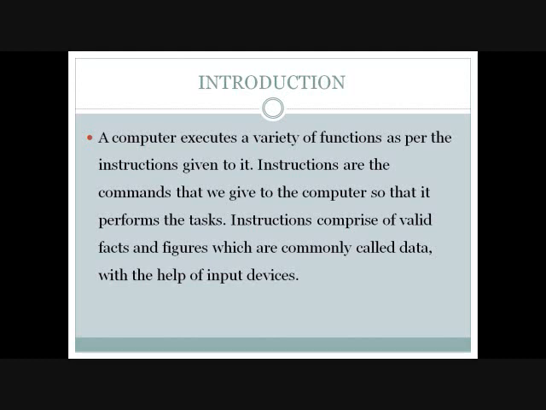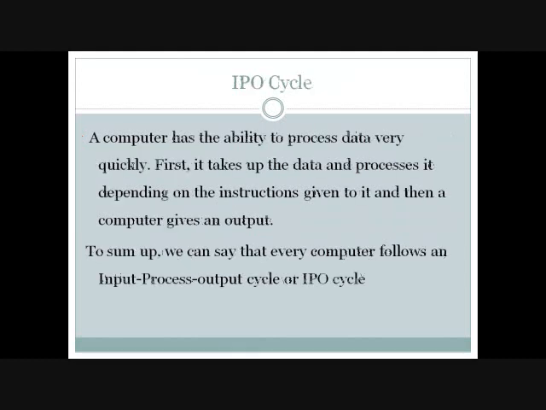Now we will go for the first topic, that is the IPO cycle. I means input, P means process, and O means output. A computer has the ability to process data very quickly. First, it takes up the data and processes it depending on the instructions given to it, and then the computer gives an output. To sum up, we can say that every computer follows an input process output cycle, or IPO cycle.